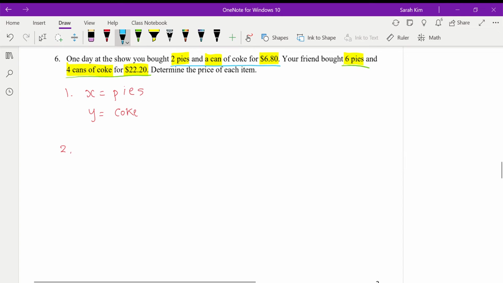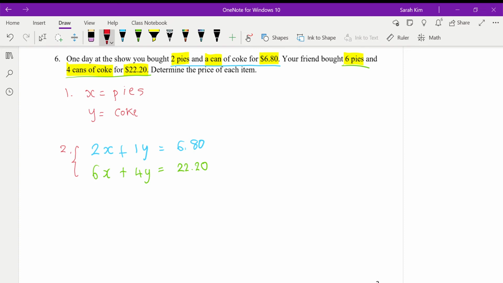Alright, so starting with the blue one, I've got my 2 pies. My pie is an X and then 1 Coke, so 1 Y. And that was $6.80. Alright, now my green ones, 6 pies, 6X, plus 4 cans of Coke, so 4Y equals $22.20.